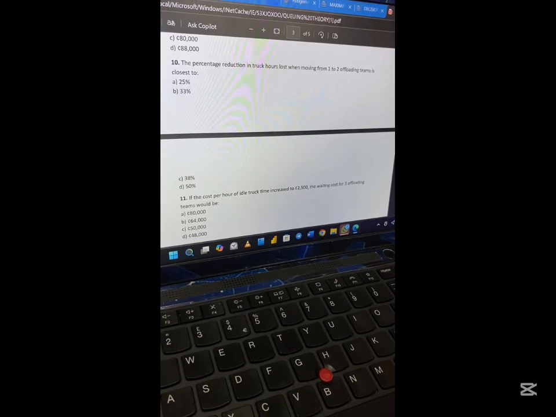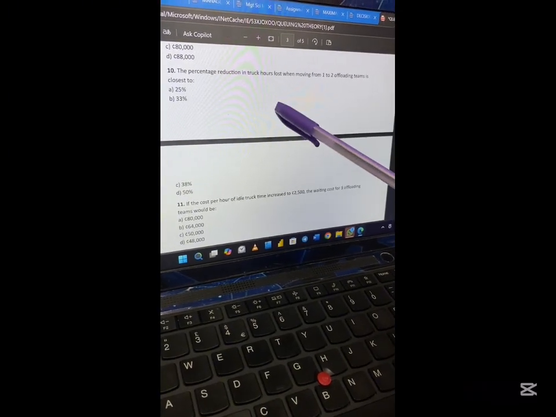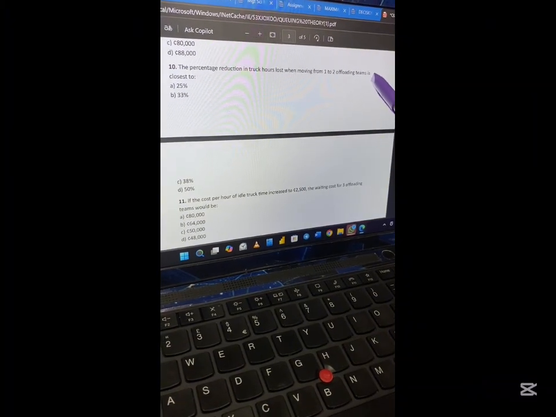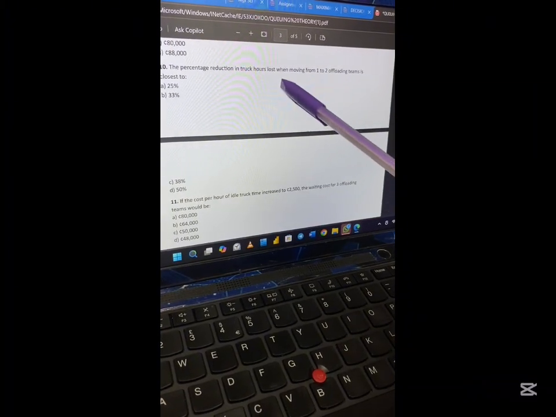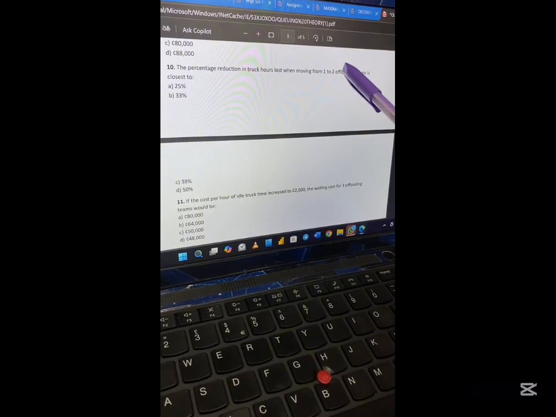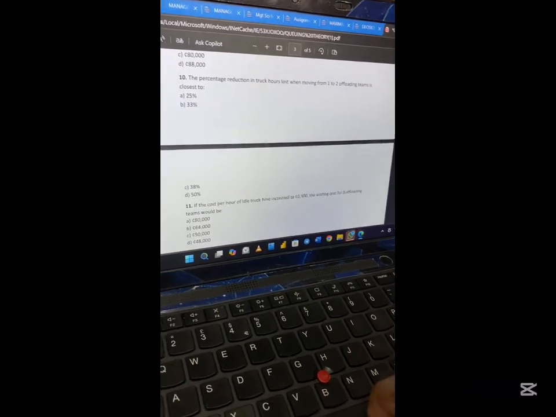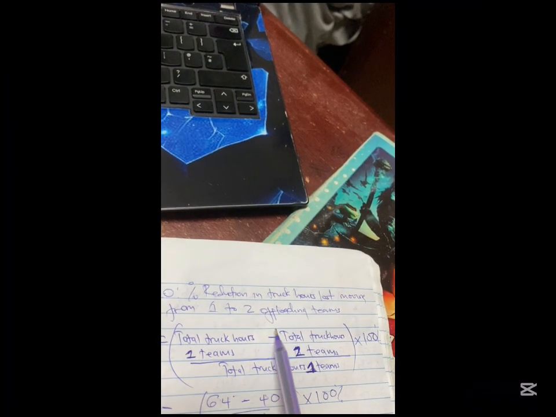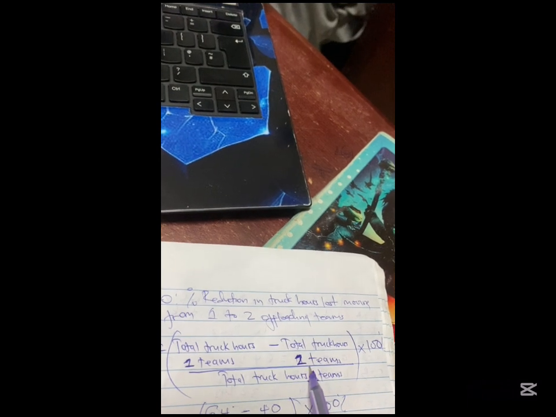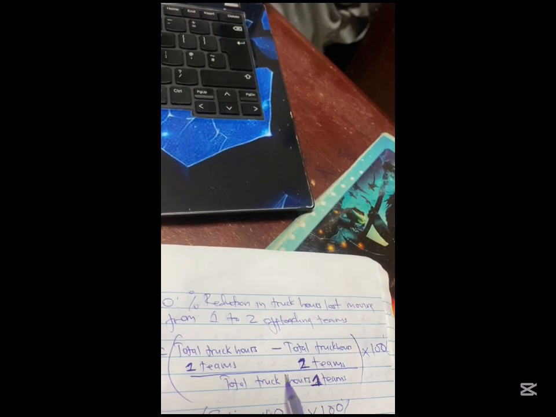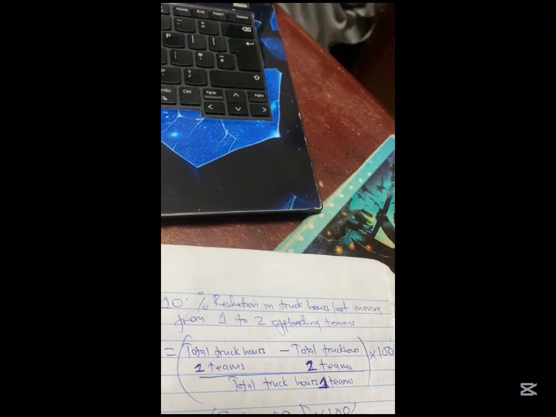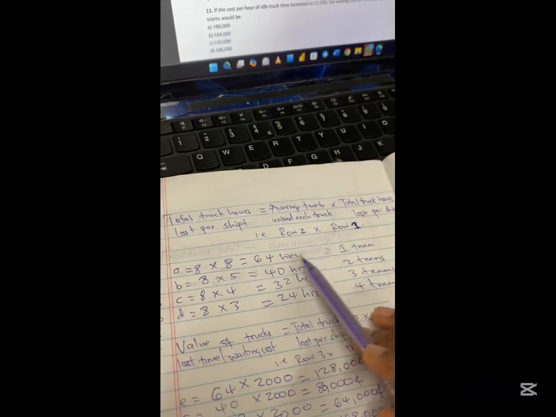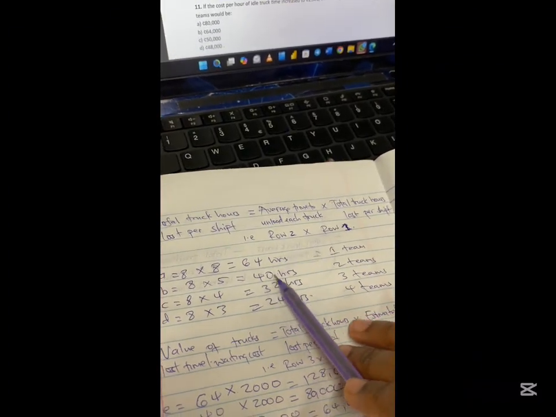Question 10 says find the percentage reduction in truck hours lost when moving from 1 to 2 offloading teams. So the formula to calculate that percentage is: total truck hours when using 1 team minus total truck hours when using 2 teams, over total truck hours when using 1 team. Total truck hours for using 1 team was 64, and for using 2 teams was 40 hours.